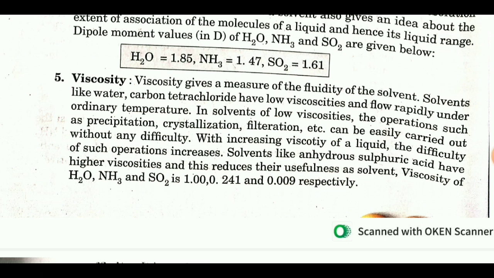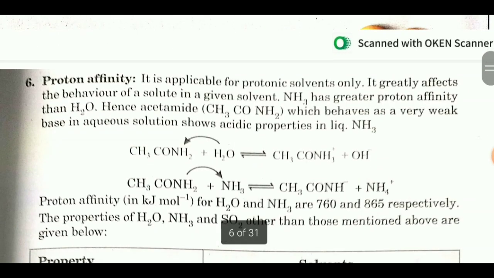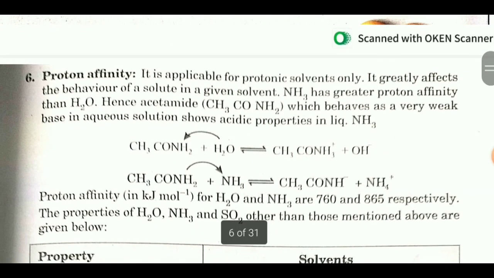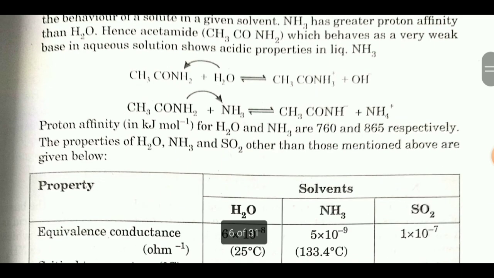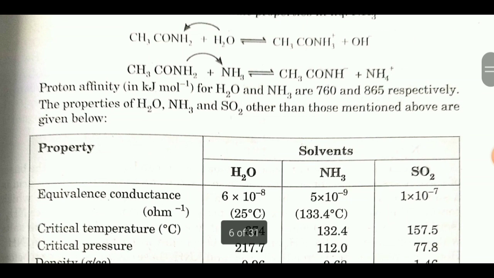Viscosity of H2O, NH3 and SO2 is 1.00, 0.241 and 0.009 respectively. Sixth, proton affinity. It is applicable for protonic solvents only. It greatly affects the behavior of a solute in a given solvent. NH3 has greater proton affinity than H2O. Hence, acetamide CH3CONH2, which behaves as a very weak base in aqueous solution, shows acidic properties in liquid NH3. Proton affinity in kilojoules per mole for H2O and NH3 are 760 and 865 respectively.